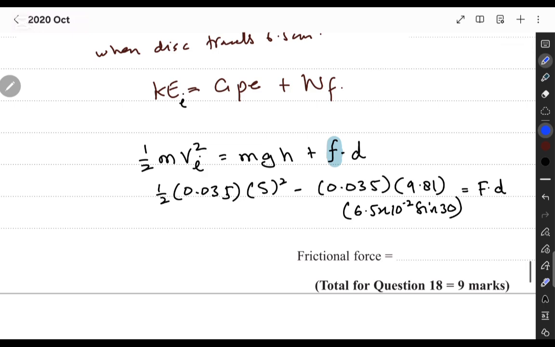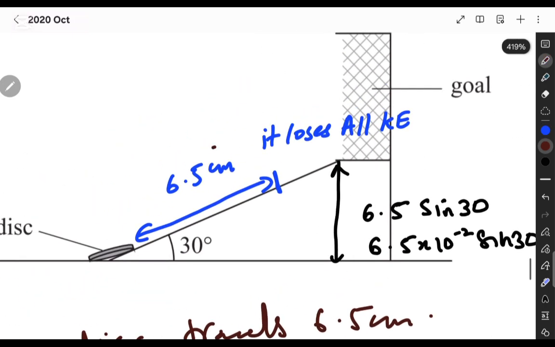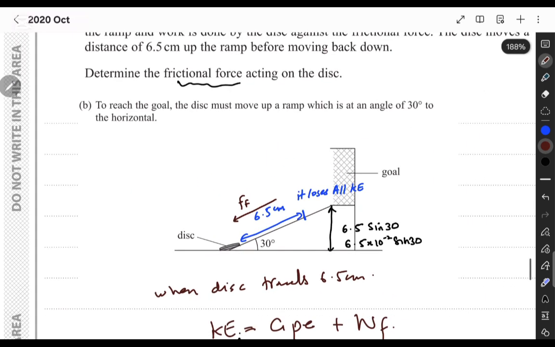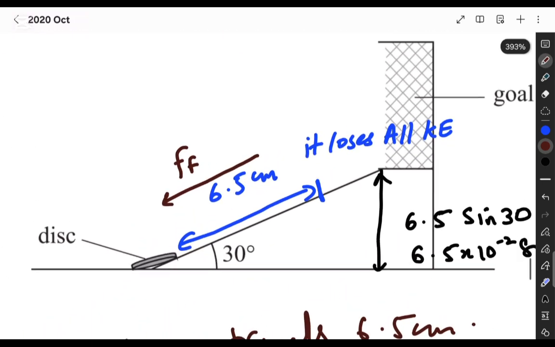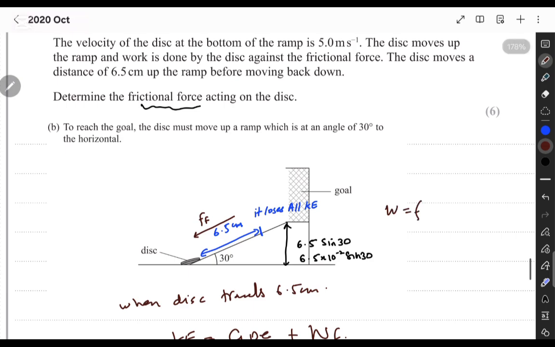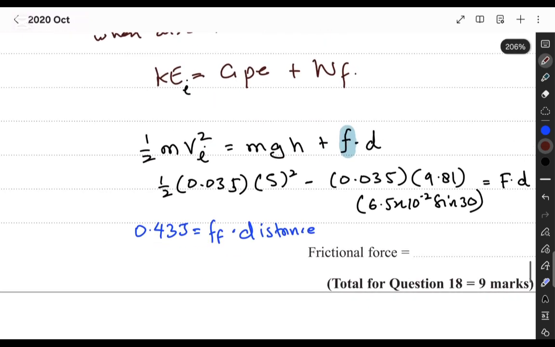So let's just find this out. You're going to get 0.43 joules equals the frictional force times the distance traveled. Remember the frictional force is going to be acting in this way, to oppose the motion. So frictional force always acts along the surface. And the distance will be parallel. When you use work done equals F times d, both must be parallel. So we'll use the parallel distance, which is 6.5 times 10 to the power of minus 2.